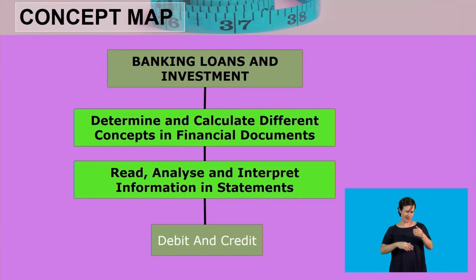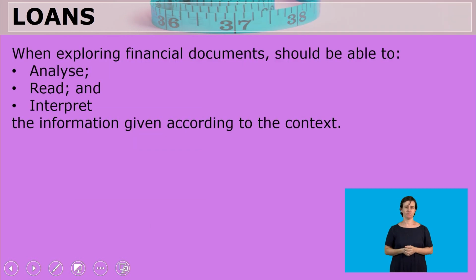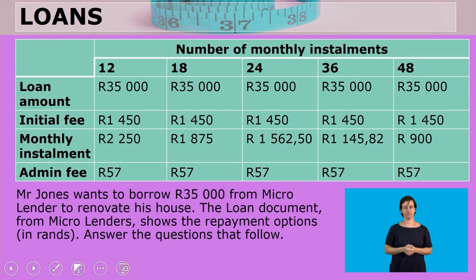Now let us continue by looking at the second concept, whereby we will read, analyze, and interpret the information in the given statements. When exploring a financial document, you should be able to analyze, read, and interpret the information given according to the context. Here we look at an example of a loan. Looking at this statement, remember, firstly, you need to make sense of what the statement means and what type of statement it is.